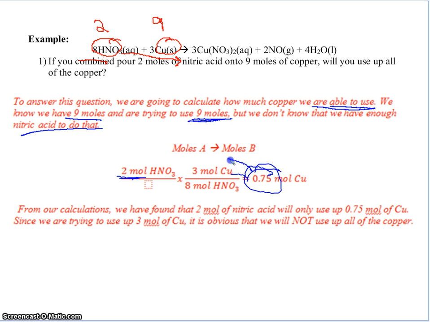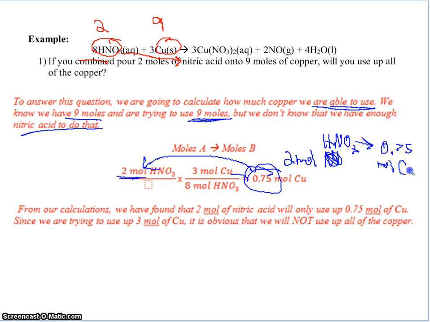So essentially, it's saying that 2 moles of HNO3 will use 0.75 moles of copper. So we only have 2 moles, that's only going to use 0.75. Well, there's no way we're going to use 9. So what's it say? From our calculations, we found that 2 moles of nitric acid will only use up 0.75 moles of copper. Yeah, that's what I just said.